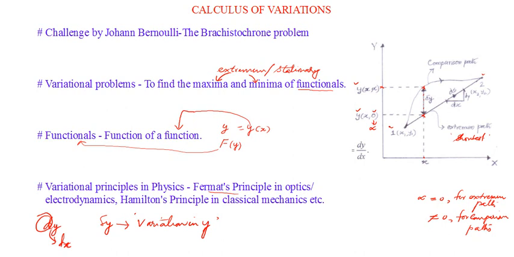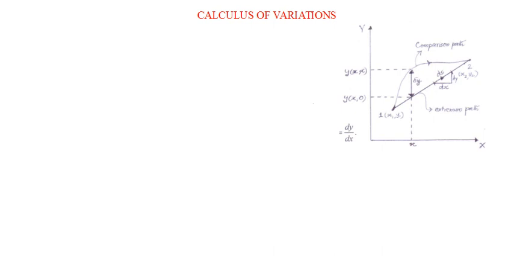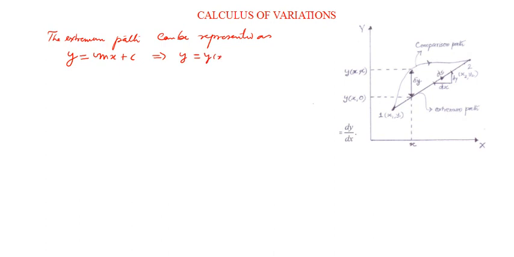So you know that out of these, the straight line path is the shortest, or the extremum path. Let me go to the next page. So we can represent the straight line path, the extremum path, as, since we know that mathematically it is y equal to mx plus c. Or in general we can write that y is a function of x, right? So this is the function that we are talking about.